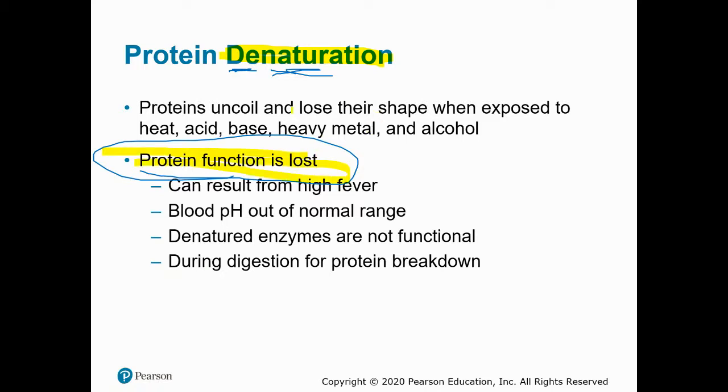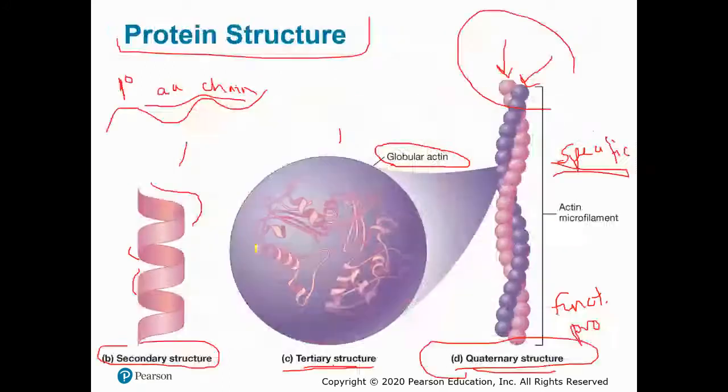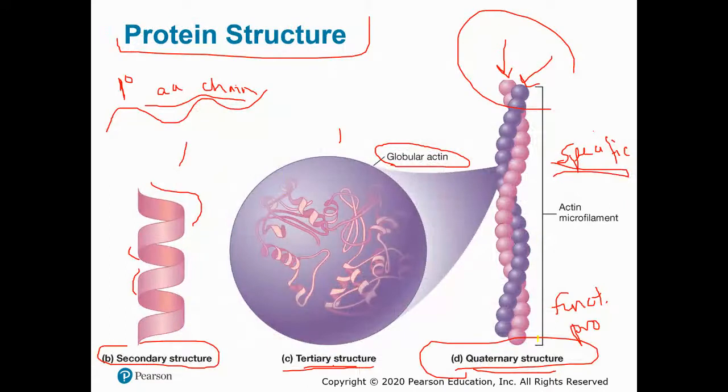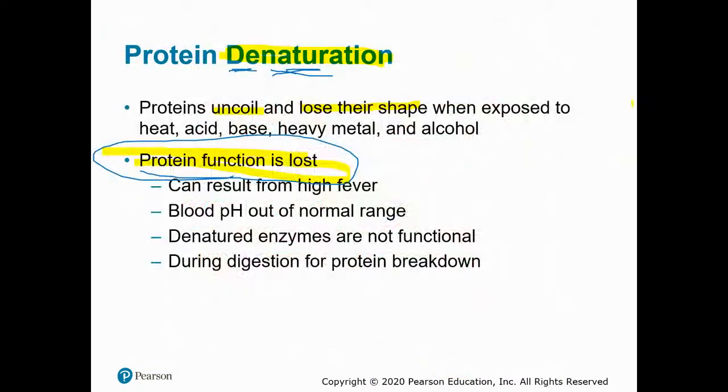So how does this happen? Basically, when this complex structure breaks down. When proteins uncoil, they lose their shape and they lose their function. So anything that's going to affect this very delicate quaternary structure and ruin that structure, you're going to lose the function of the protein.